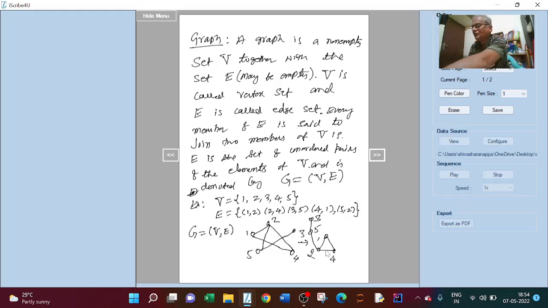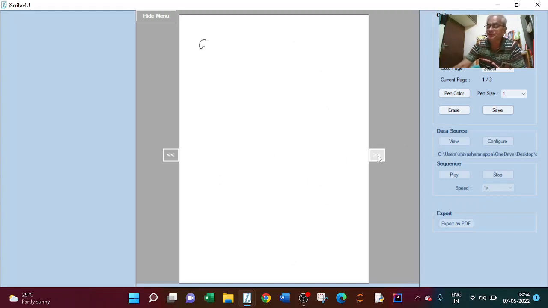We can draw many graphs here. I'll draw some more graphs. G equal to, this is in the pictorial form. Okay, this is a graph. So your graph is nothing but vertices and the edges. Here we have considered some graphs.